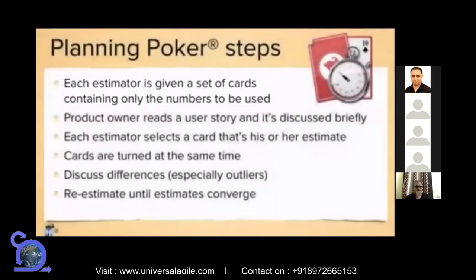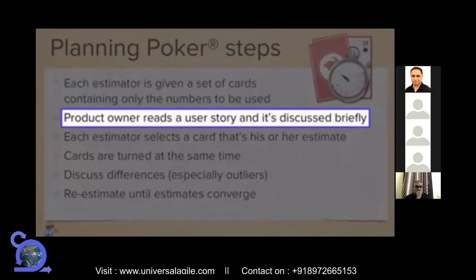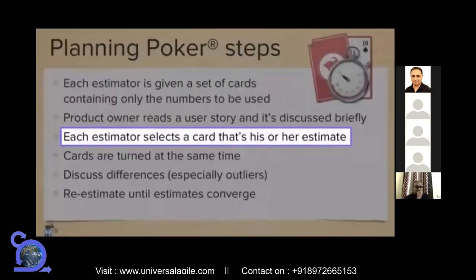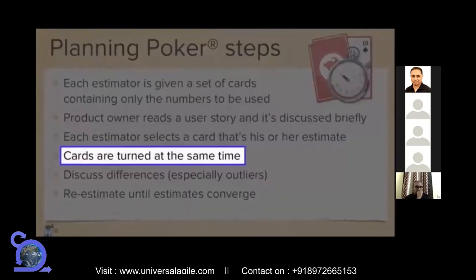The product owner reads a product backlog item, usually a user story, to the team. The team and the product owner discuss the item. Team members ask questions. The product owner clarifies expectations. This can be as short as a few seconds, but it can take as long as needed. Once each team member has decided upon an estimate, they pull that card out of their hand, holding it so no one else can see it. When everyone has picked an estimate, the cards are revealed all at the same time.